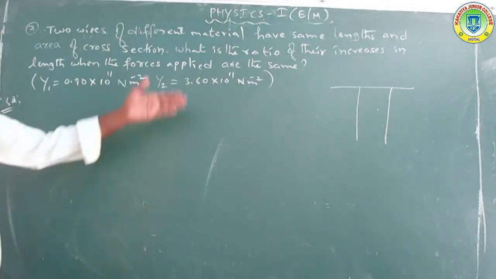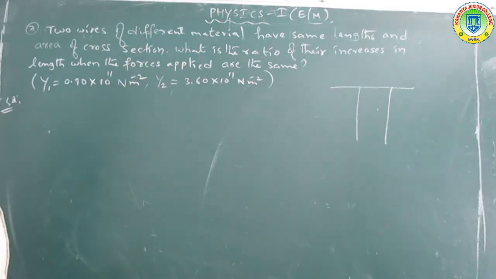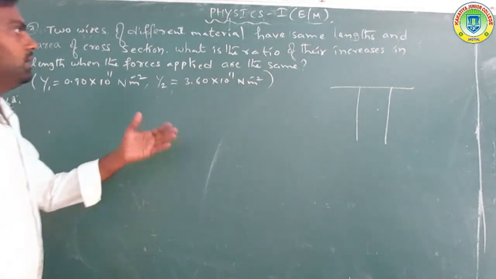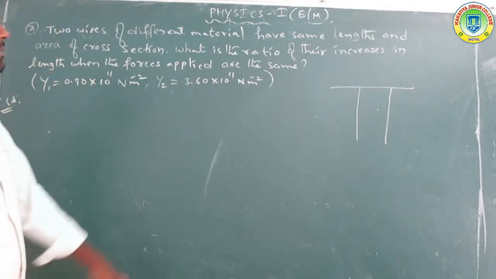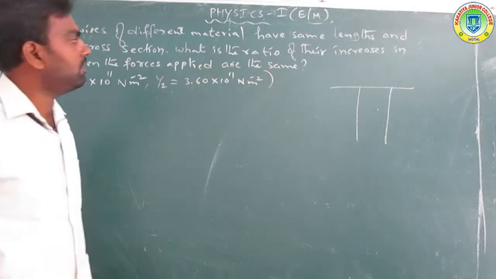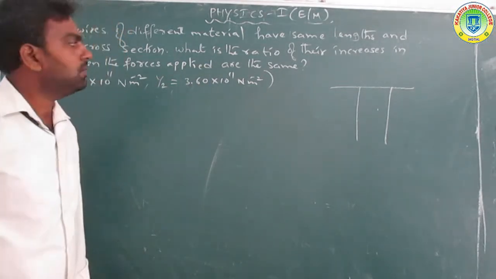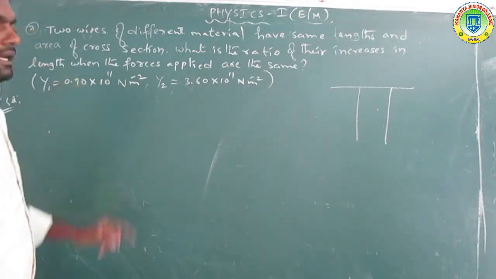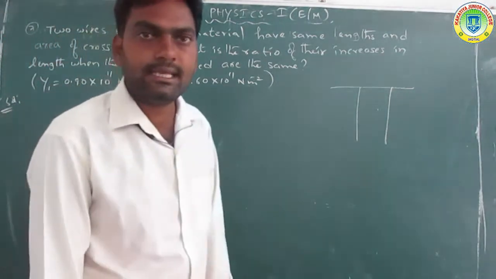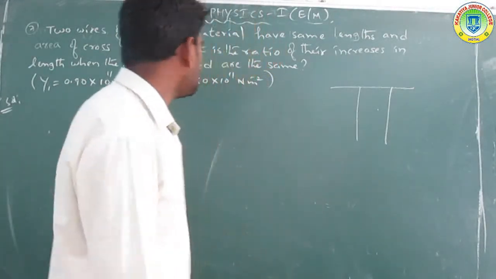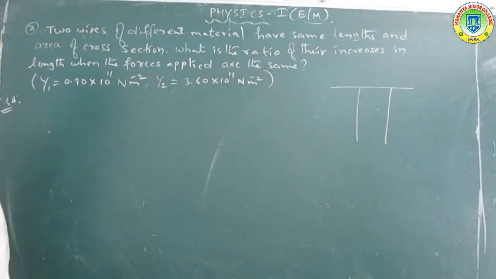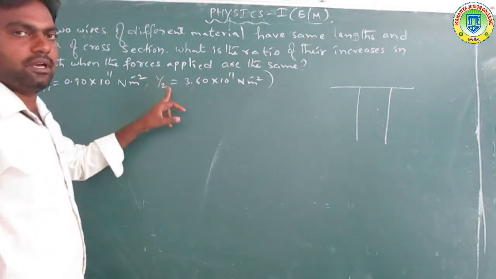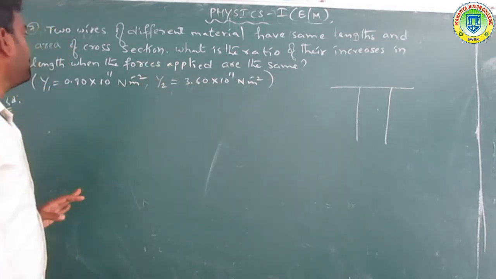Given information: the length is the same, the area of cross section is also the same, and the force applied on the wires is also the same. Now we have to determine the ratio of the increase in length. Young's modulus of the first wire is Y1, and Young's modulus of the second wire is Y2.